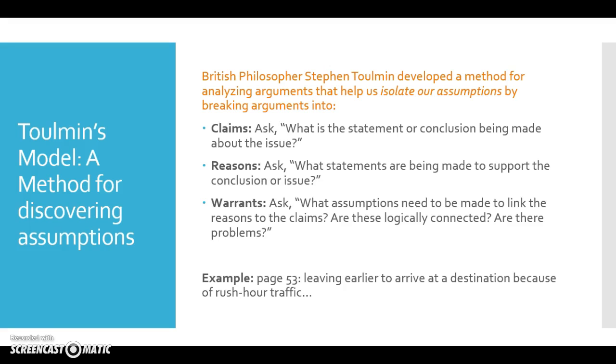I believe on page 53 in the textbook, there's an example of having to leave earlier to arrive at an airport on time because the flight is at a certain time and the travel will involve rush hour traffic. So you break it down into claims, reasons, and warrants, and there's a couple of examples of that to think about arguments. It helps us isolate our assumptions, the value assumptions that we make, by breaking arguments down into it.